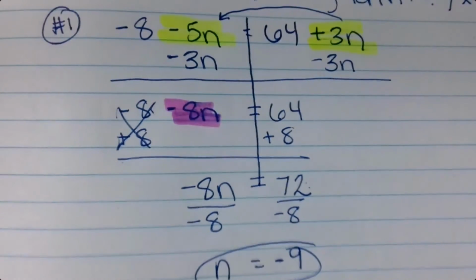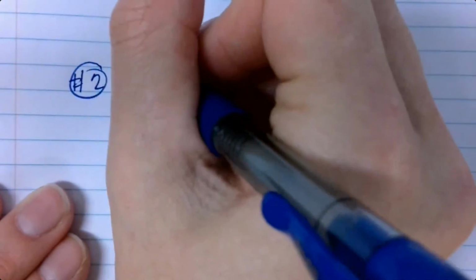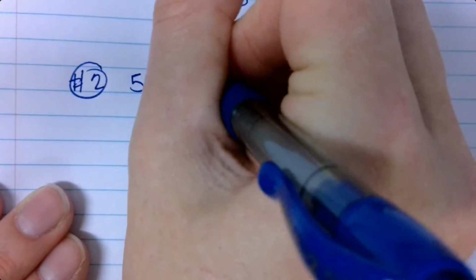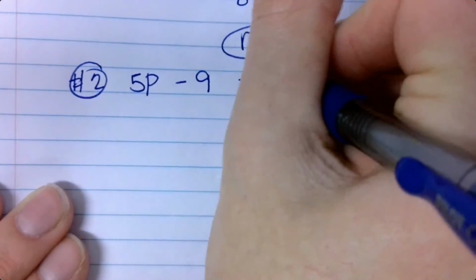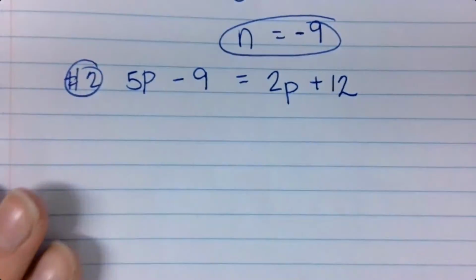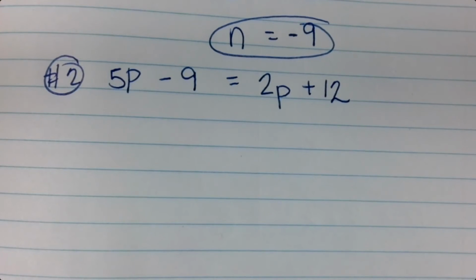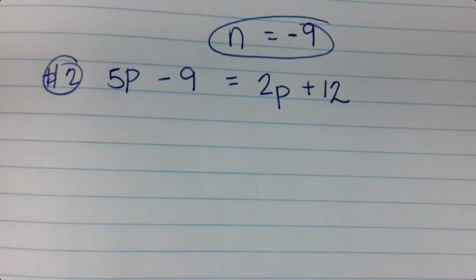All right? I'm going to see if I can get one more in this video. If not, it is what it is. So, number 2 is going to be 5p minus 9 equals 2p plus 12. 5p minus 9 equals 2p minus 12, or plus 12, I'm sorry.